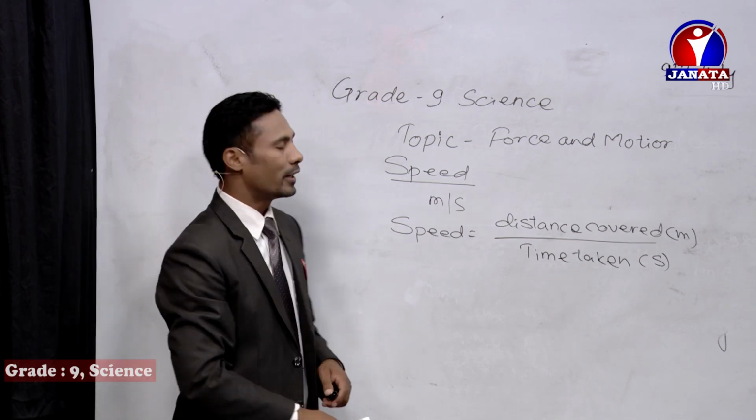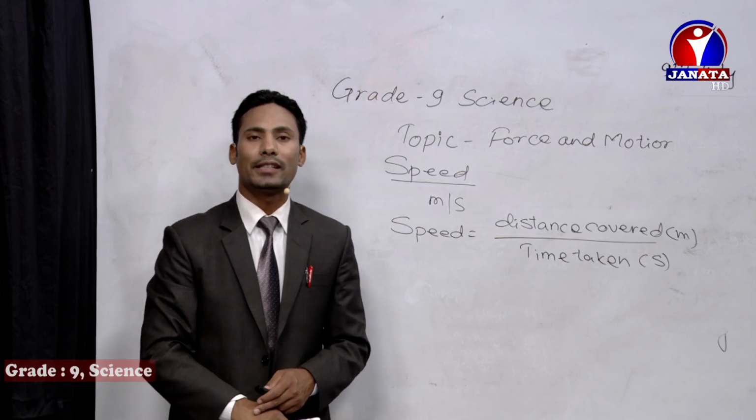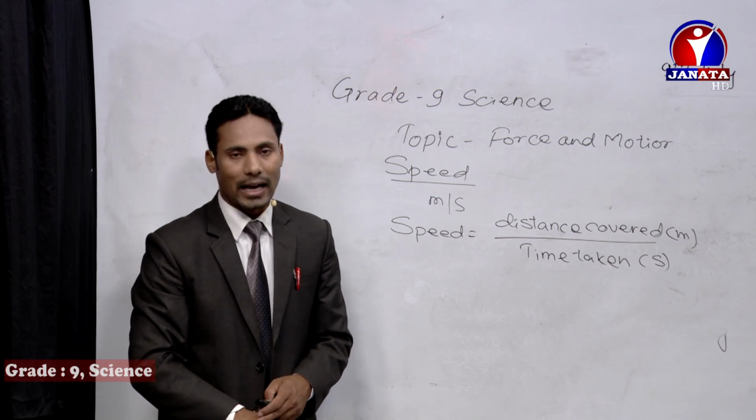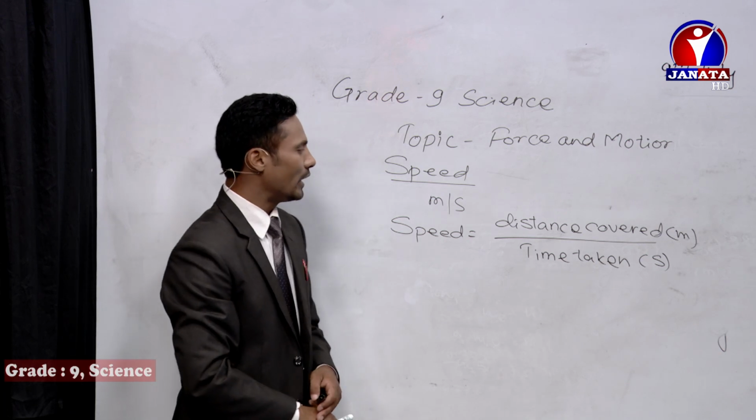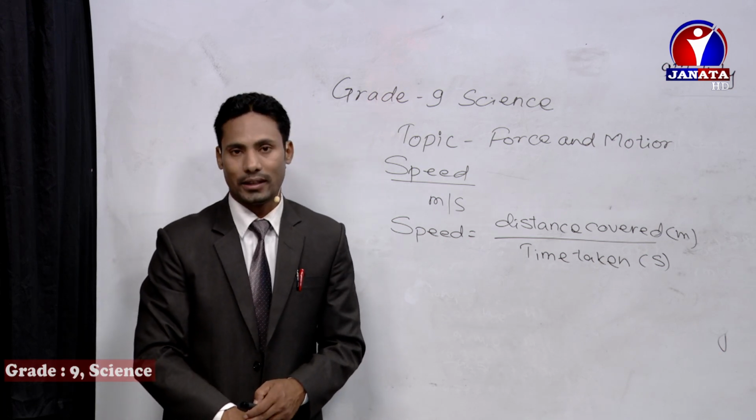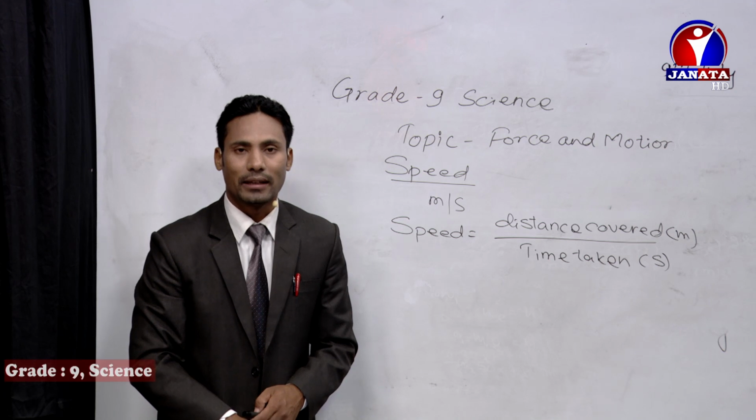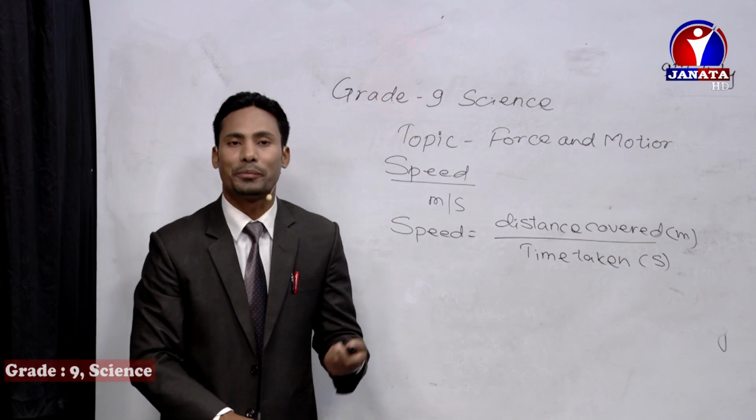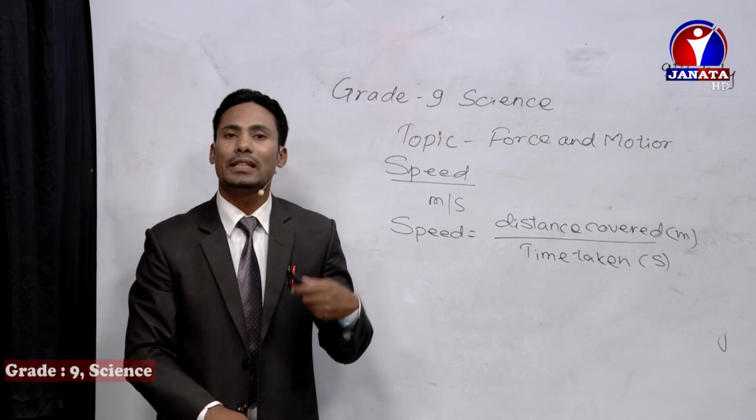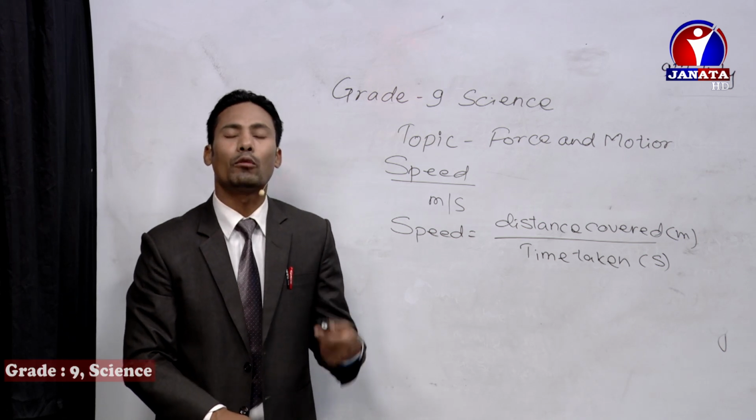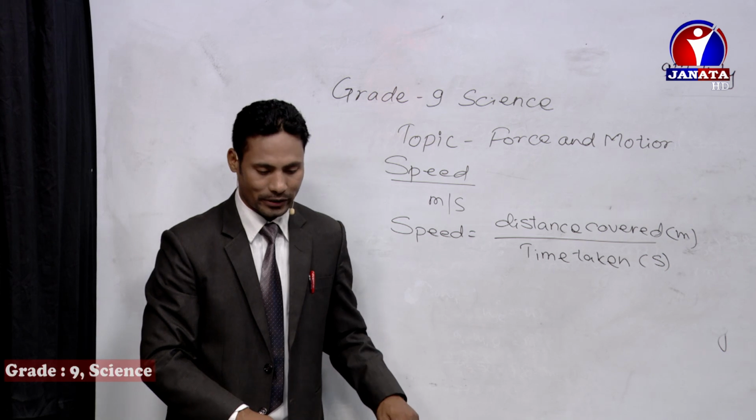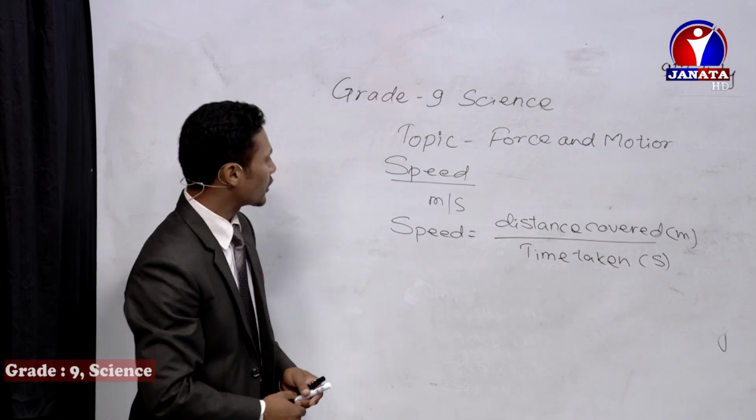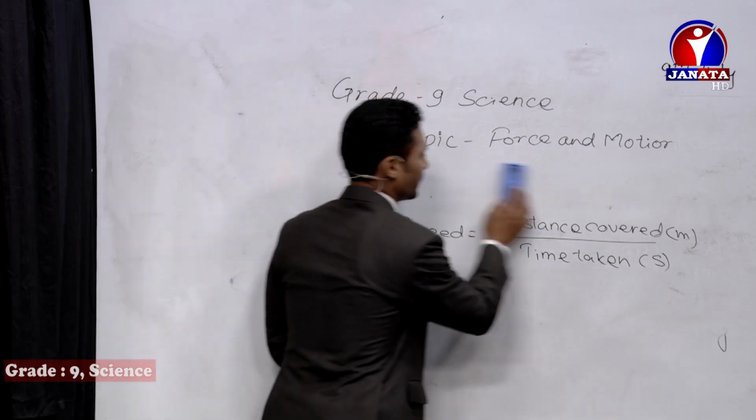There are two kinds of speed. One is called uniform speed, and another is called non-uniform speed. Uniform speed means that if equal distance is covered in equal intervals of time, then that is called uniform speed. And if unequal distance is covered in equal intervals of time, then that is called non-uniform speed.